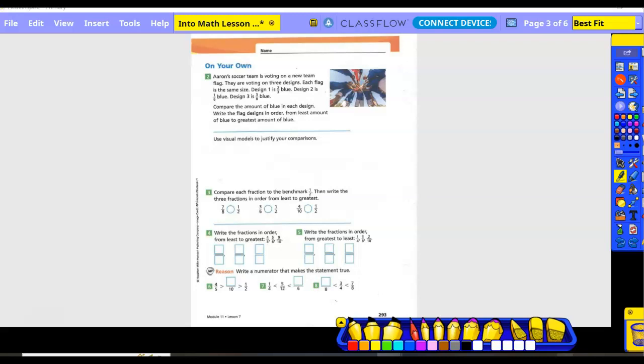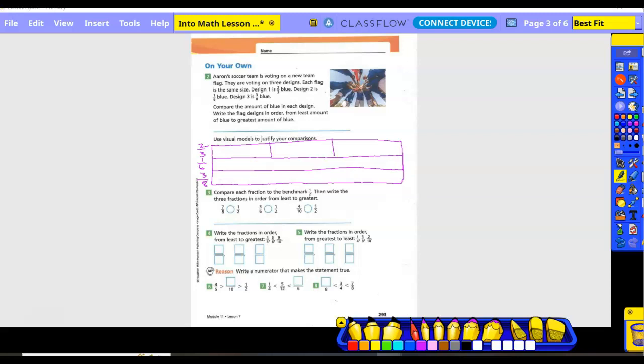Okay, so let's just draw our visual model. Now, usually we only do 2, right? This time we have to do 3. So draw your rectangle. Break it into 3 sections. Okay, what is our first fraction? 2/3. What's our next one? 1/6. And what's our next one? 3/8.